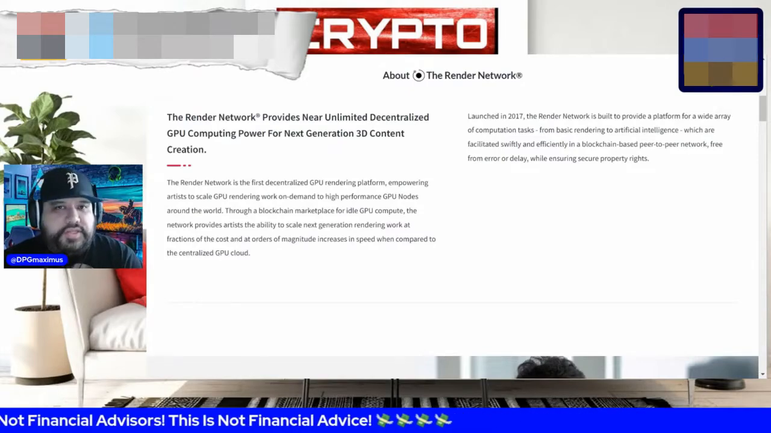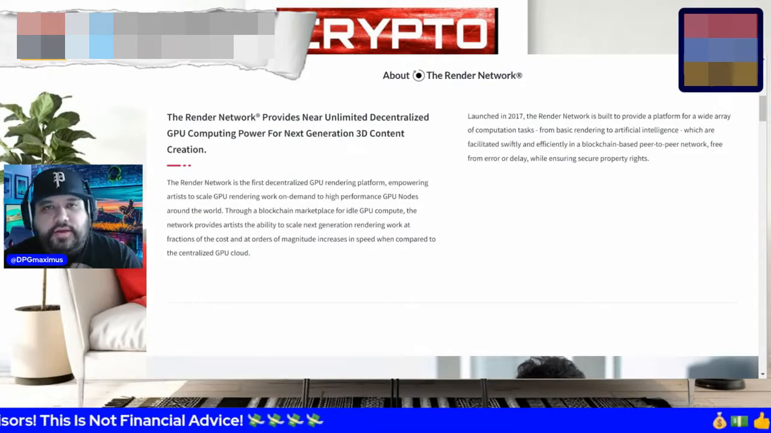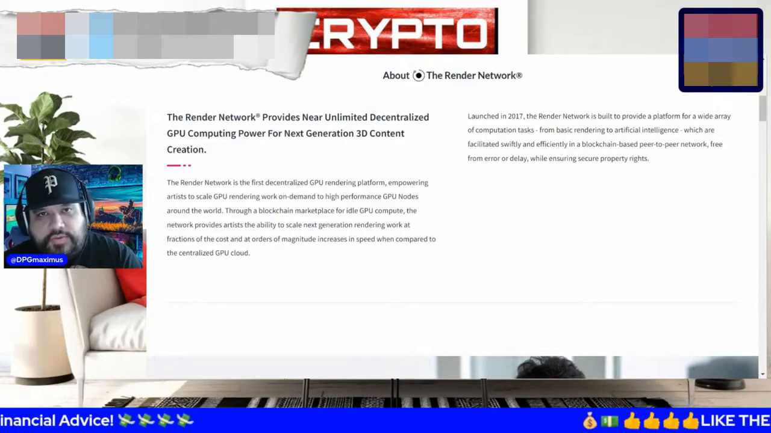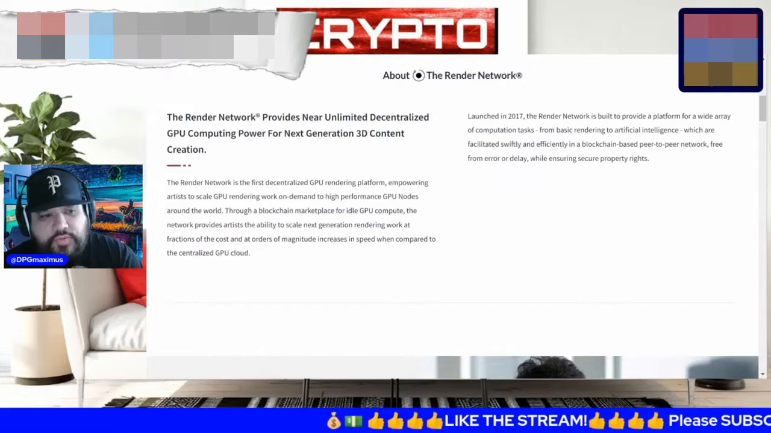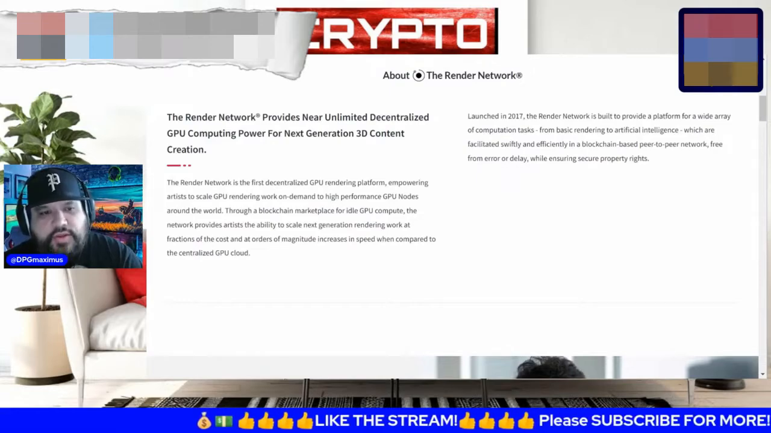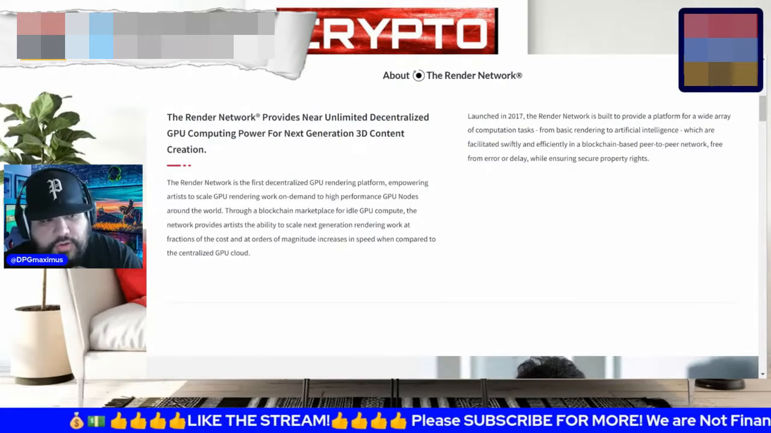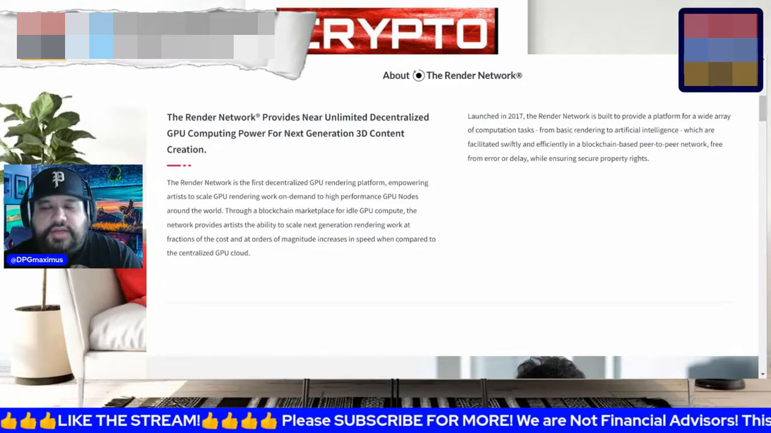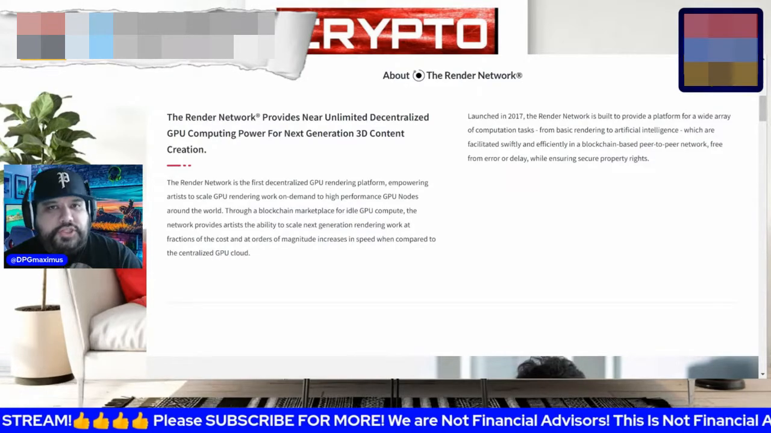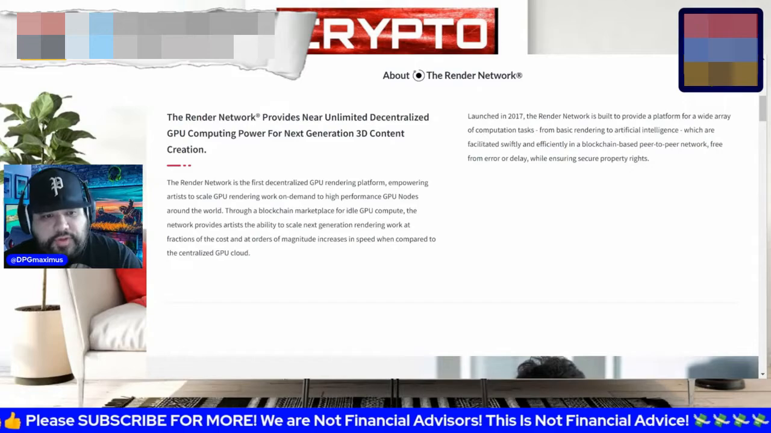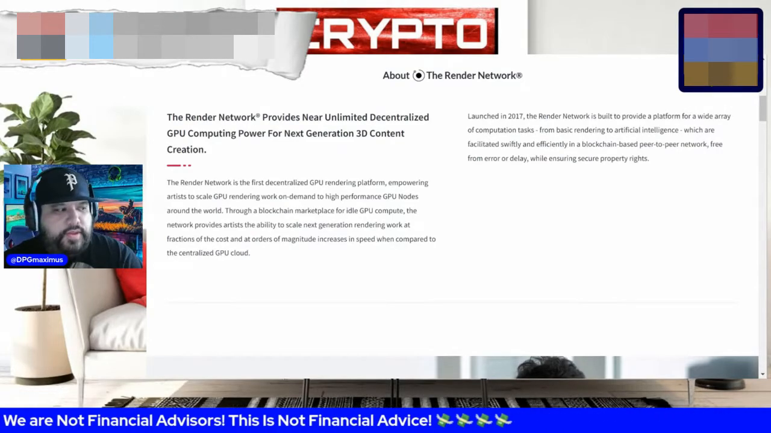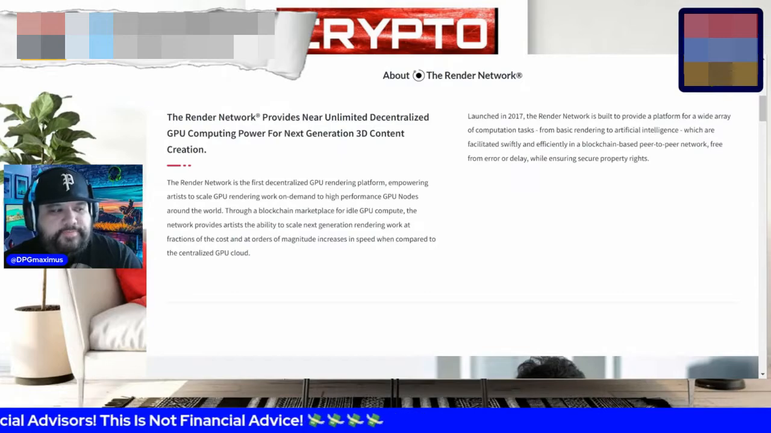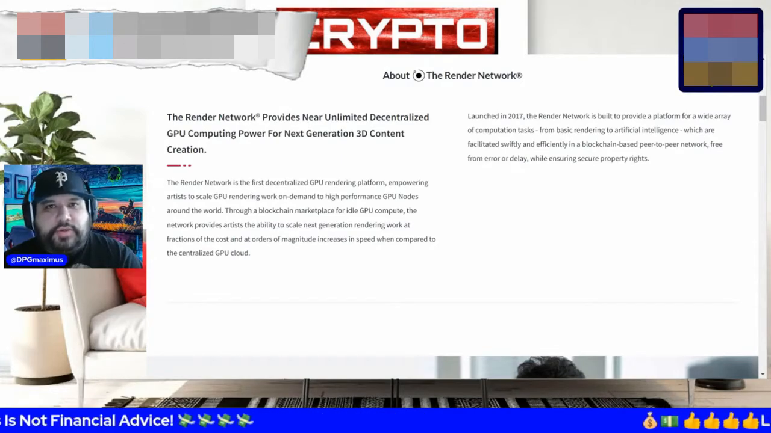And by the way, you're going to see an example from their founder / CEO. He's going to talk about this in a bit. But the point is to be able to scale GPU rendering work on demand to high performance GPU nodes around the world. How is that going to be done? Through blockchain, right? Through a marketplace, right? For idle GPU computation.